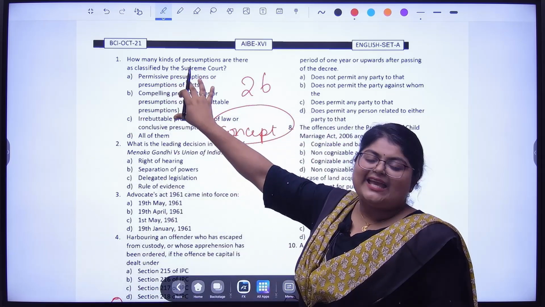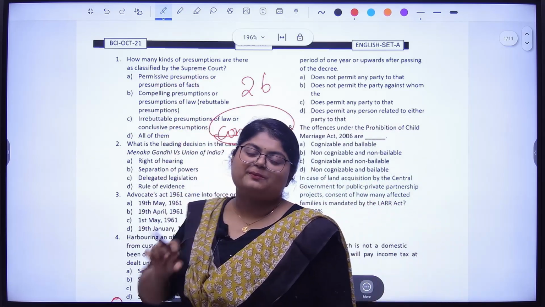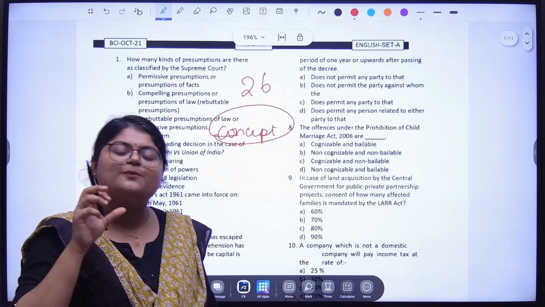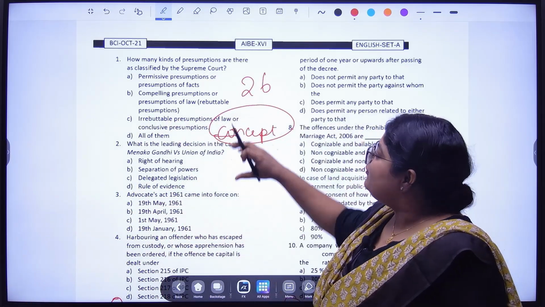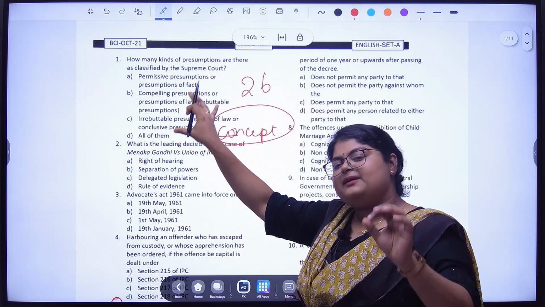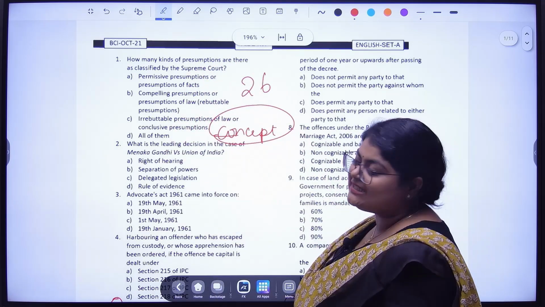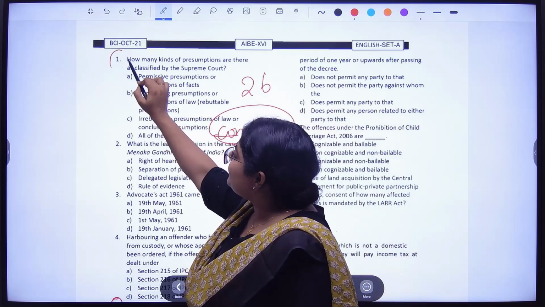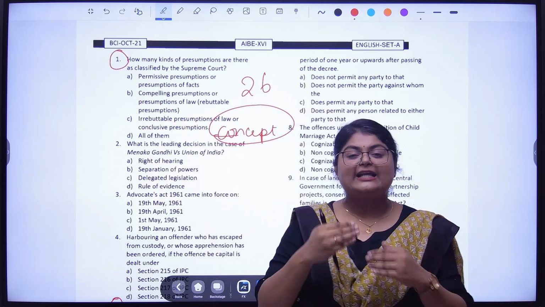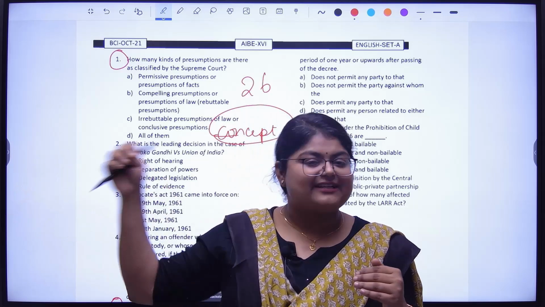I am taking AIBE 16 previous year question paper. This is set A. You also please open it so that you can understand with me what I am showing you. If you see question number 1, AIBE 16 paper set A, question number 1, they are asking how many types of presumptions are there under Evidence Act.